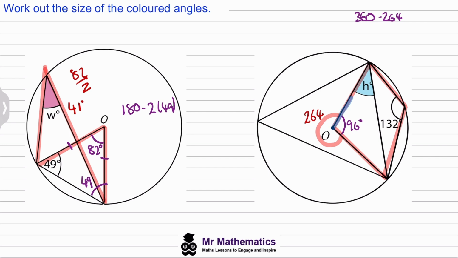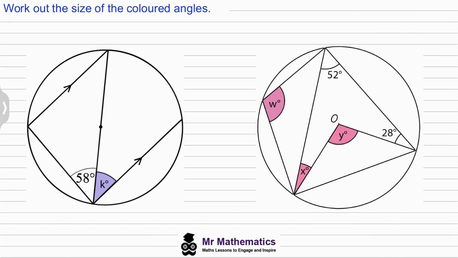Now we can use angles in this triangle. We know this is isosceles because we've got 2 radii here and here. So we'll have 180 minus the 96 divided by 2. And that will give us a 42-degree angle for H. Did you get that? Let's try a couple more questions. Do you want to try and work out angle K, W, X, and Y?